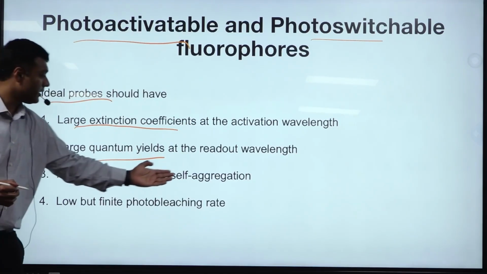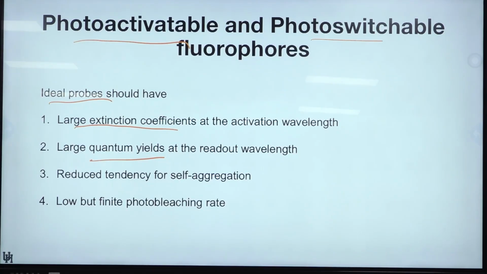And then it should have a reduced tendency for self-aggregation, meaning you want the dots to be far apart. If they are all clumped together within one blob, then the assumption that there is one dot inside that region breaks down. Therefore, if they self-aggregate, if they come close to each other, that's a problem. So you need some molecules which stay far apart naturally for this to work. And low but finite photo bleaching.